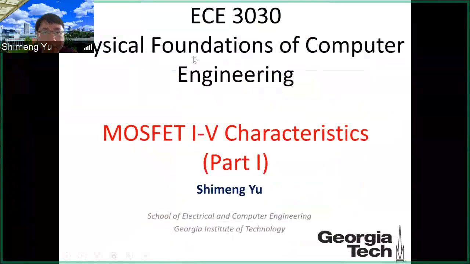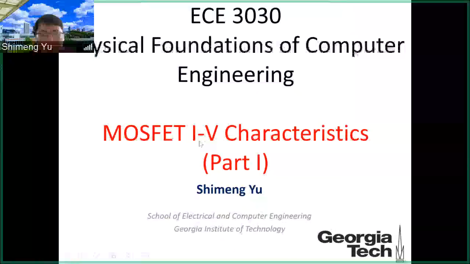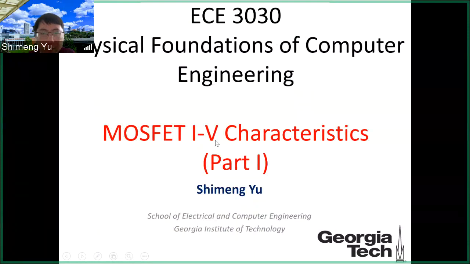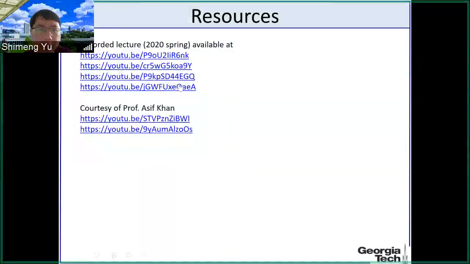This is Lecture 9, and we are going to discuss the MOSFET IV characteristics, so basically current versus voltage. This is part 1. Here is a reference chapter and the recorded lecture from last spring, and also Professor Asif Khan.